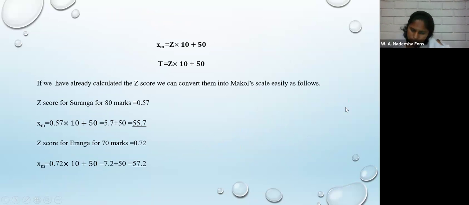In the example, we already found the Z values for Suranga and Eranga. Suranga's Z value is 0.57. Eranga's Z value is 0.72. So to find McCall's mark or T mark, the only thing is we have to substitute that value here. Instead of Z, we have to put that. See, 0.57 into 10 becomes 5.7, plus 50, that is 55.7. Same for Eranga.